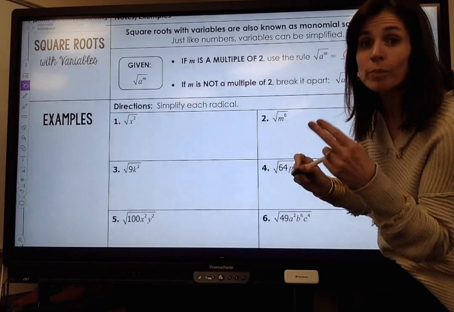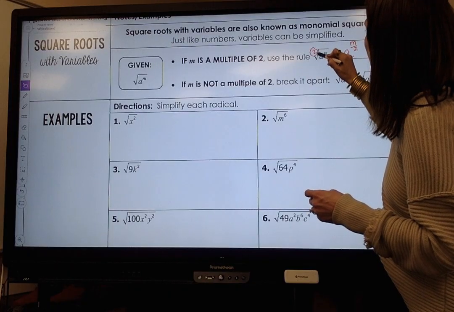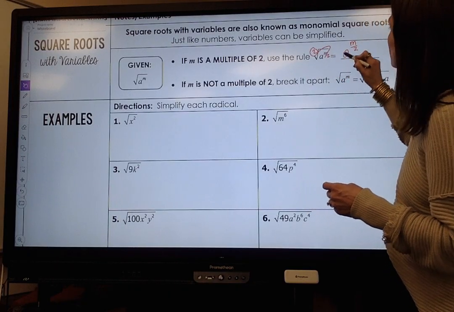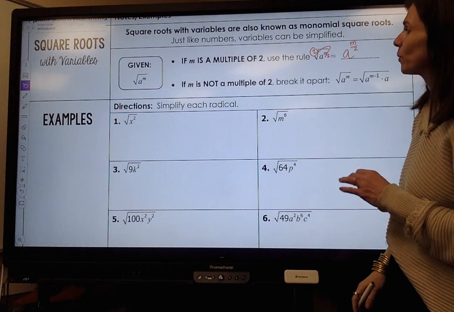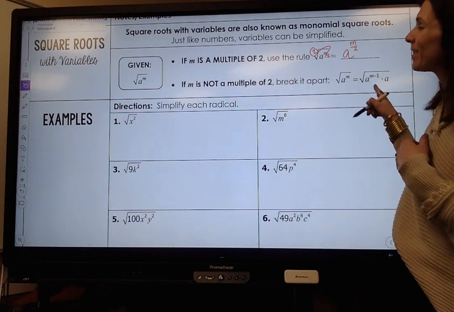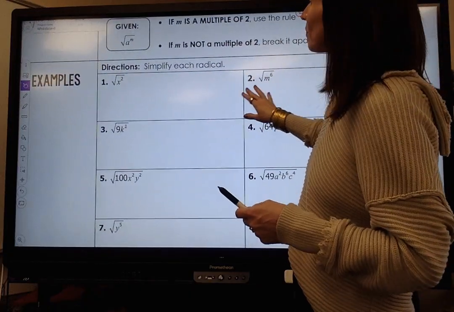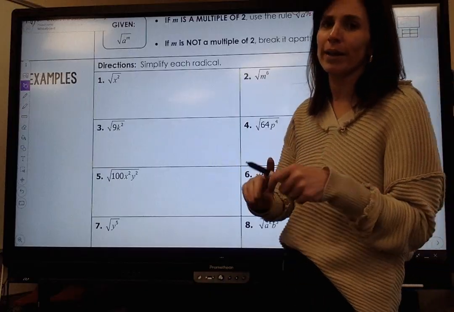Why are we using 2? Because we're going to be doing square roots. So think about this as you were taking this number and you were dividing it, m divided by 2. That's what we're doing here. If m is not a multiple of 2, break it apart. This kind of gets confusing, that rule, so I don't really want to talk about that one. So I want to show you the why behind here, okay?